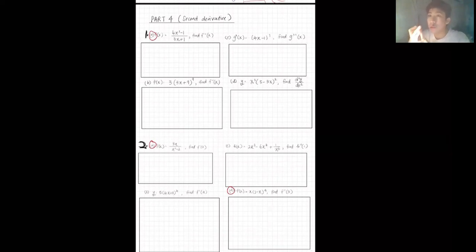quotient rule, power chain rule, and whatever it is. Okay, and then 2.3 would be on gradient of tangent. We will be doing gradient of tangent, then equation of tangent. Then how we find gradient of normal. What is normal? I'll teach you later on what is gradient of normal, and then how we find the equation of normal. That is all about 2.3.